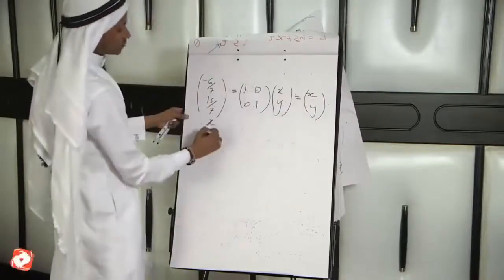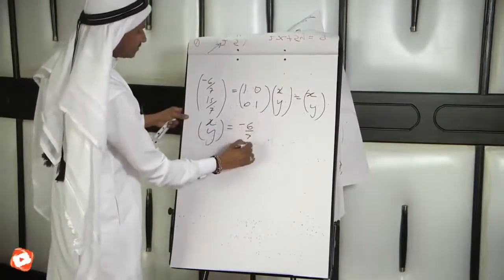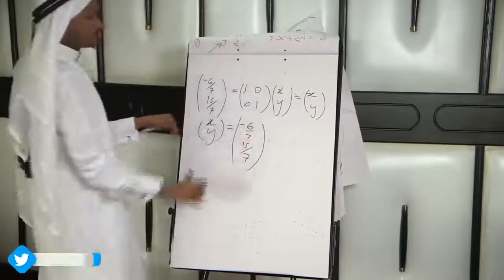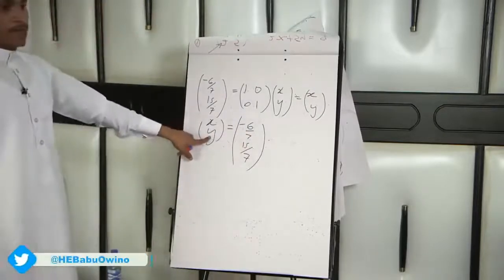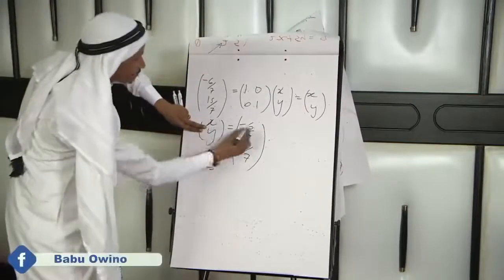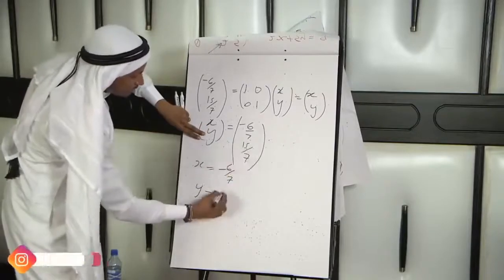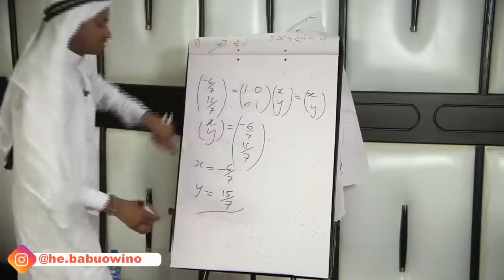So the value of xy equals to minus 6 over 7, 15 over 7. So this is our answer that we require. X equals to, just pick the first value, minus 6 over 7, and y equals to, you pick the next one, is 15 over 7.